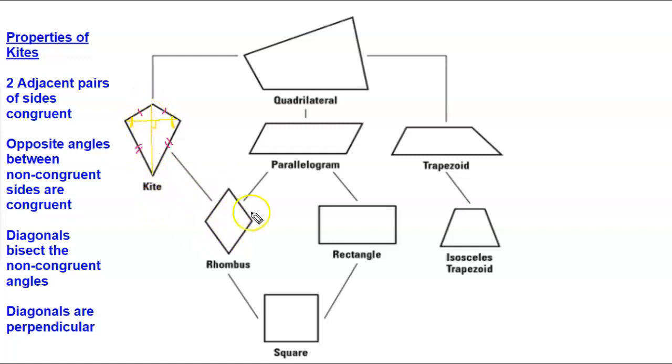Now, that is a trait that the rhombus has as well, but it's because the rhombus is a kite. Notice how rhombus is attached to kite and parallelogram. A rhombus is a parallelogram because opposite sides end up being congruent. But it's also a kite because I do have consecutive pairs that are congruent. It's just that all 4 happen to be congruent. So a rhombus really has all of the properties of a kite and all of the properties of a parallelogram. So it is related.